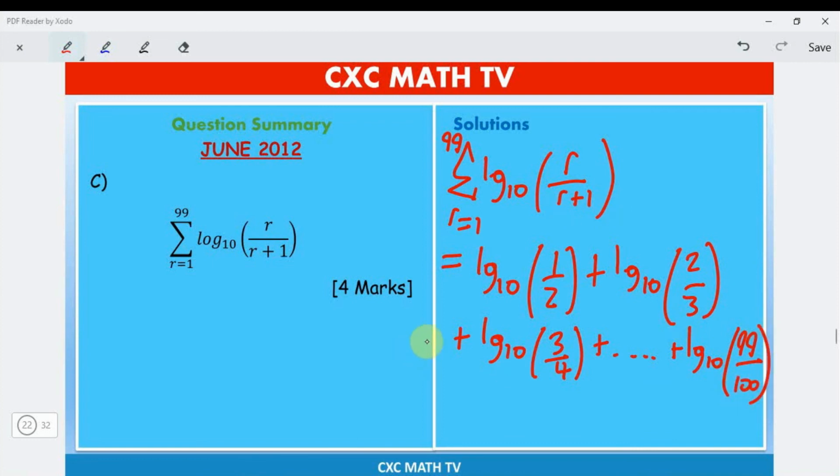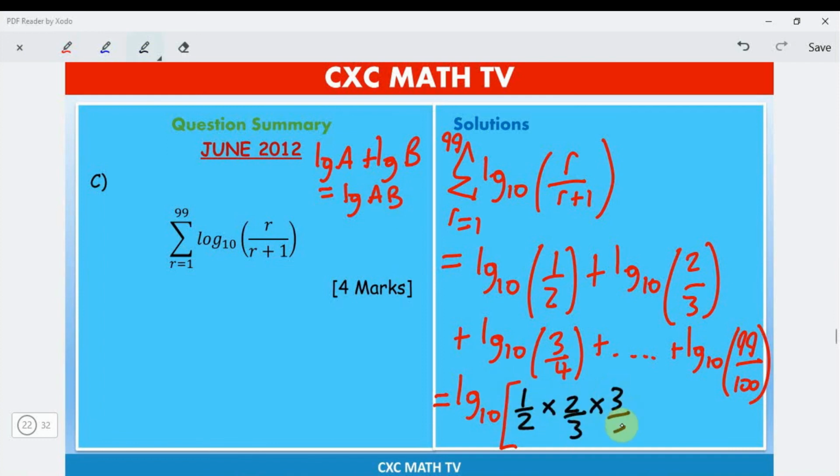But then using laws of logarithm, what do we know? Remember the law of logarithm: log a plus log b is equal to the log of a times b. So we can rewrite this as log base 10 of a half times 2/3 times 3/4 times 4/5, all the way up to 99 over 100. Now this is what I want you to observe.